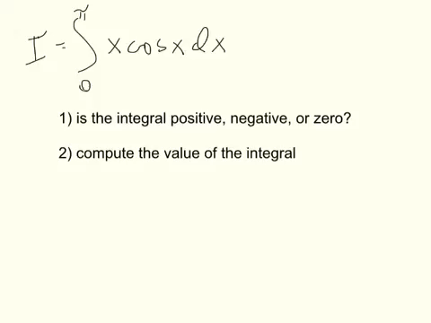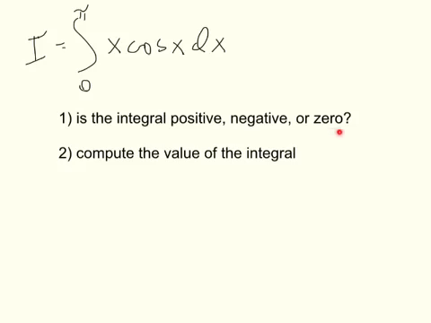So we want to compute the integral of x cosine x from x equals 0 to x equals pi. And before we do any computation, we want to ask, is the answer going to be positive? Is it going to be negative? Or is it going to be 0?